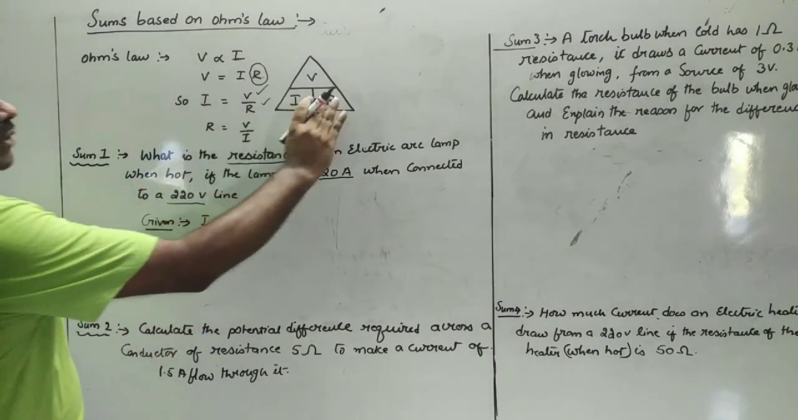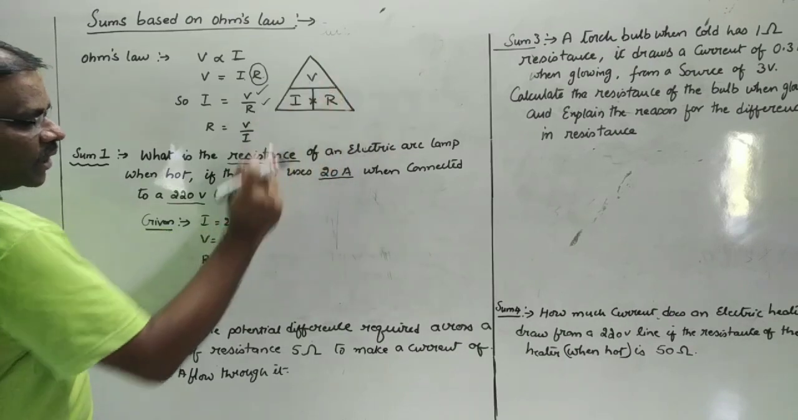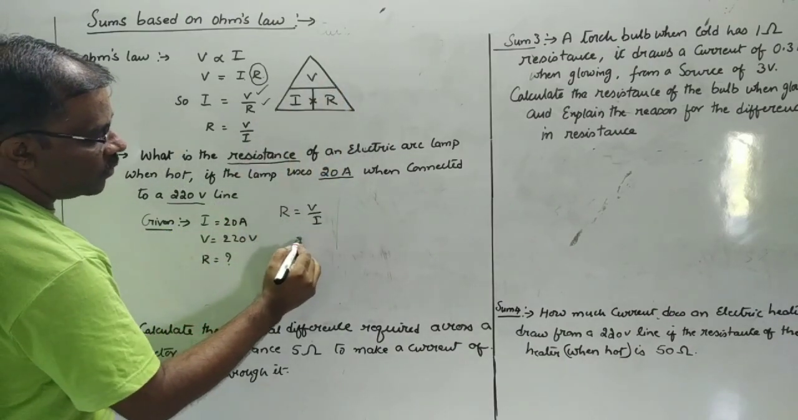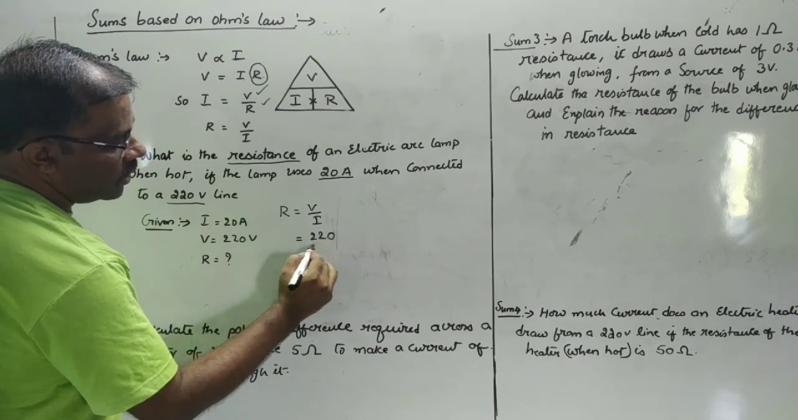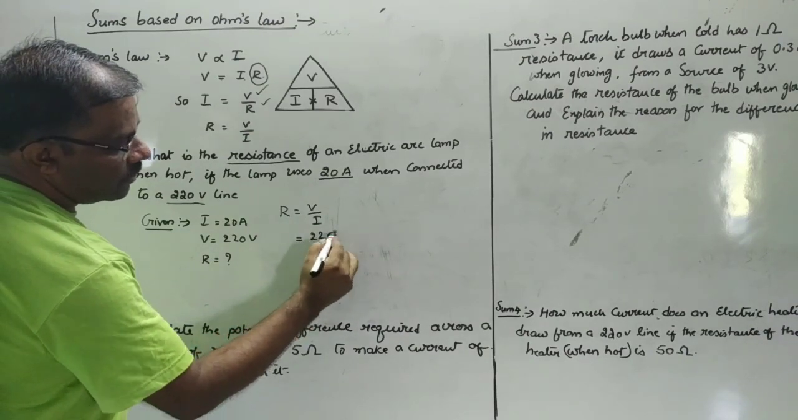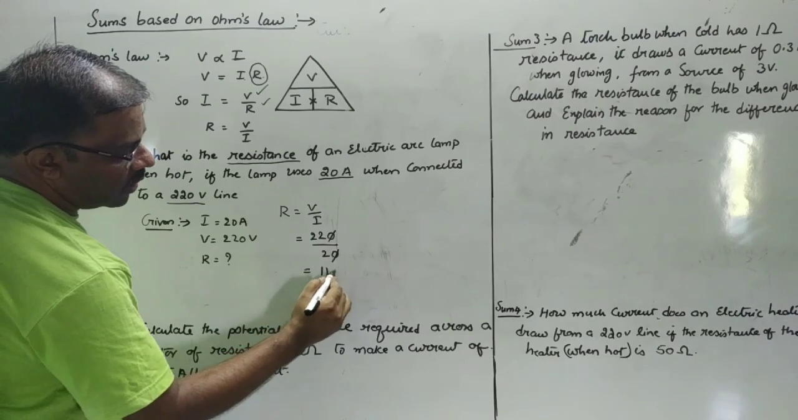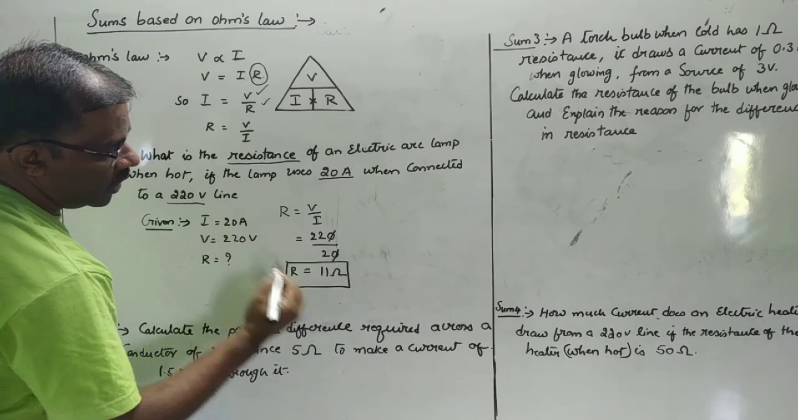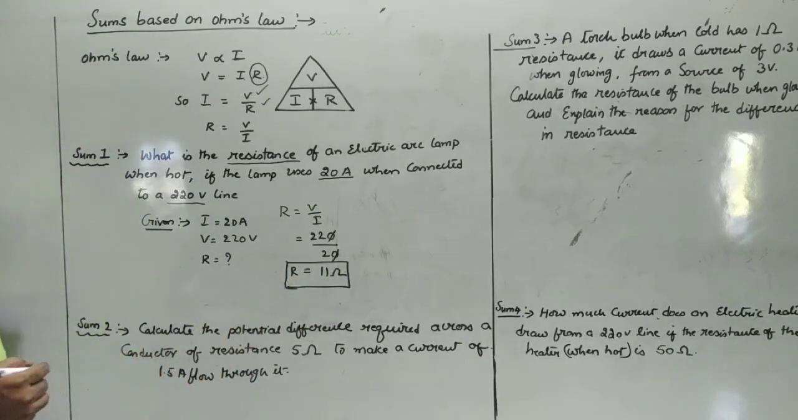So from the triangle, what is the formula for resistance? V by I. So R is equal to V divided by I, which is 220 divided by 20, which comes out to be 11 ohms. So here the resistance of the lamp comes out to be 11 ohms.